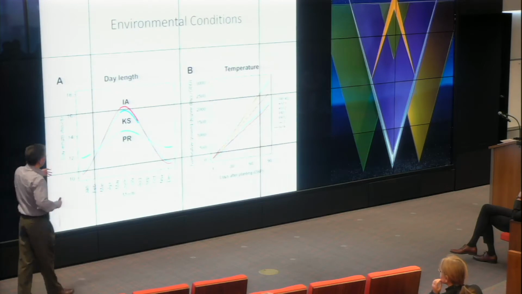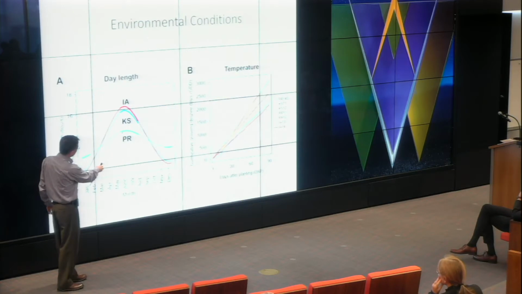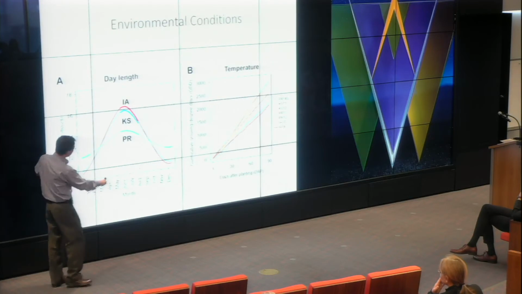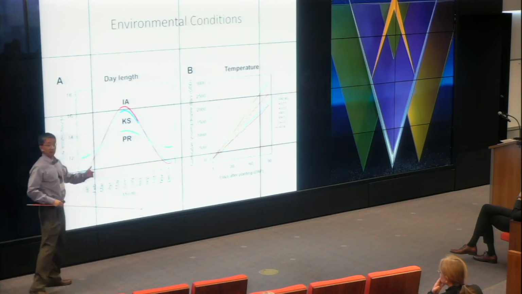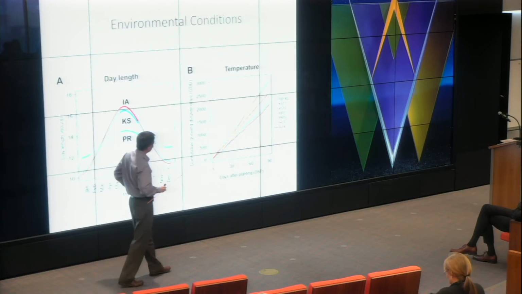We studied the day length pattern. You see that day length in summer planting in Puerto Rico is actually over 12 hours, so that's a long day environment. And then it's Kansas and Iowa. You see that Puerto Rico in the winter nursery is a short day environment. That's why it gives us this switch of the ranks of the two inbreds and also their progenies.